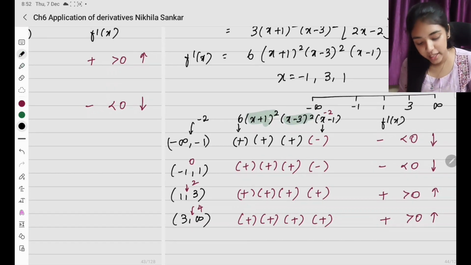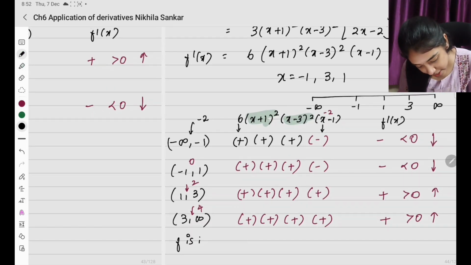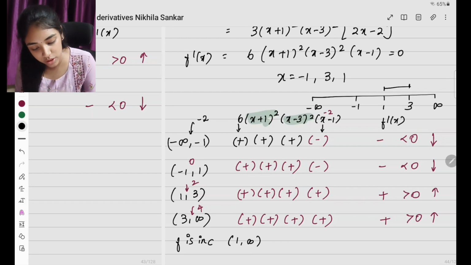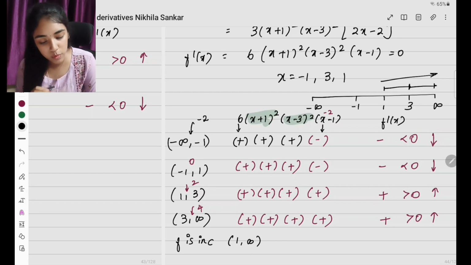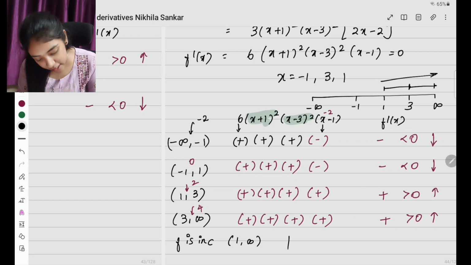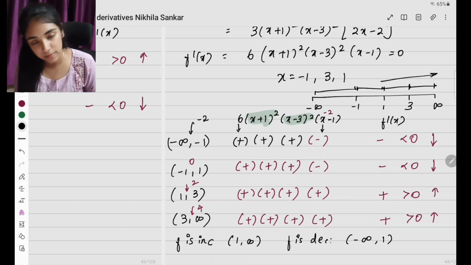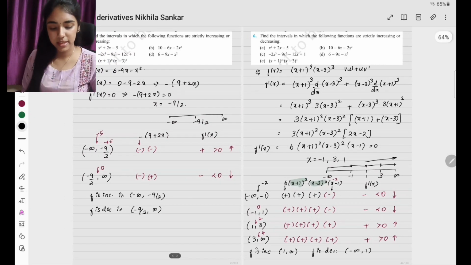So if the function is increasing, I can directly write 1 to infinity. 1 to 3, 3 to infinity is going to be 1 to infinity from the number line. Again, f is decreasing from minus infinity to minus 1, and minus 1 to 1. Okay. Please copy.